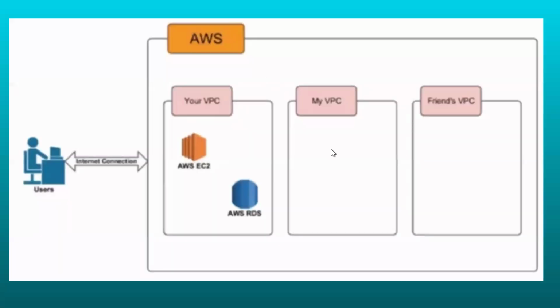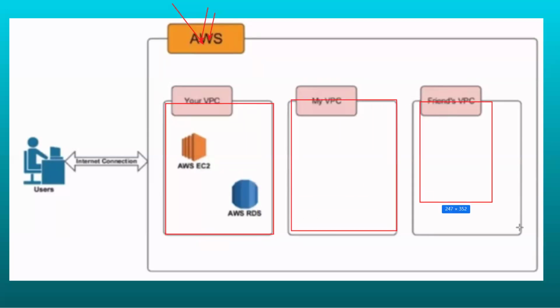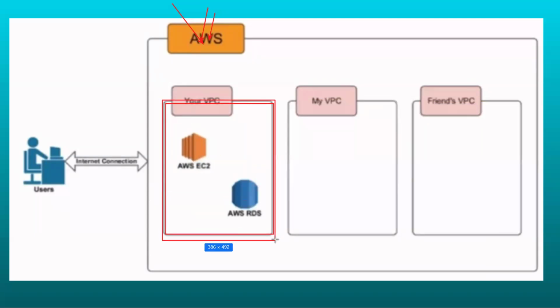With the help of VPC, we can create n number of networks. Just like creating a Facebook account, Amazon, or Book My Show, the same way we can create an AWS account. Once the AWS account is created, we can create a network: this is your network, this is my network, this is my friend's network. Each network is an isolated area, fully secured and fully controlled, so no one can enter this place.